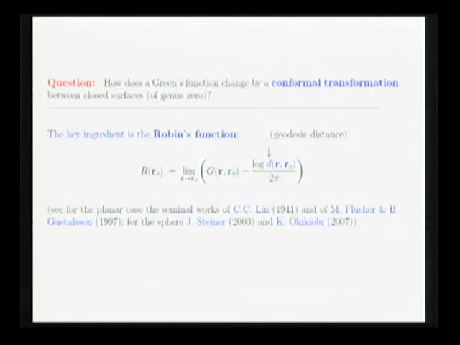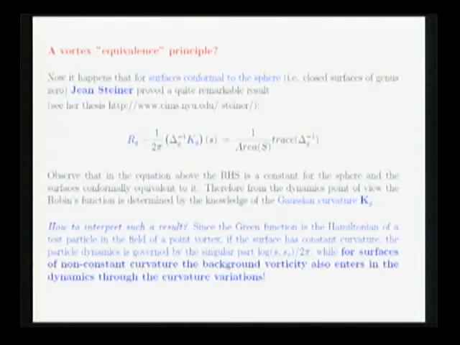And there is a big work about this Green function for the plane, a very nice paper by Fletcher and Gustafson. And for the spherical case, there is a lot of very heavy-duty geometrical result by Steiner and Okikiolu. And what is the bottom line? For closed surfaces, you see actually that the Robin function is strongly related to the integral of the Gaussian curvature with the Green function.